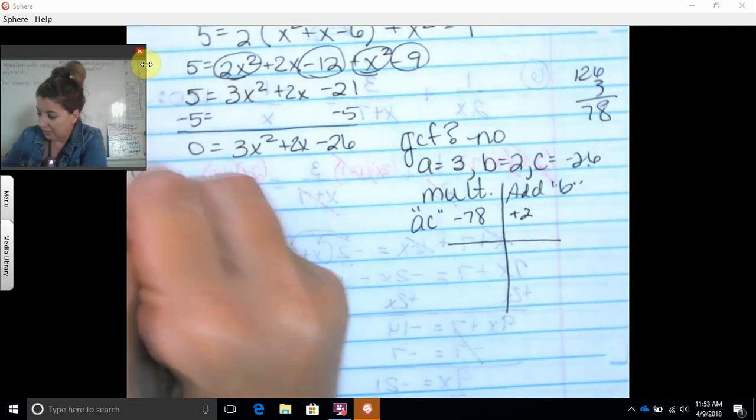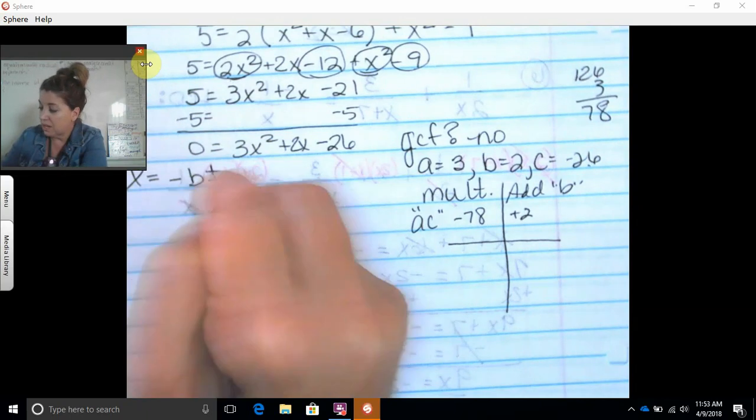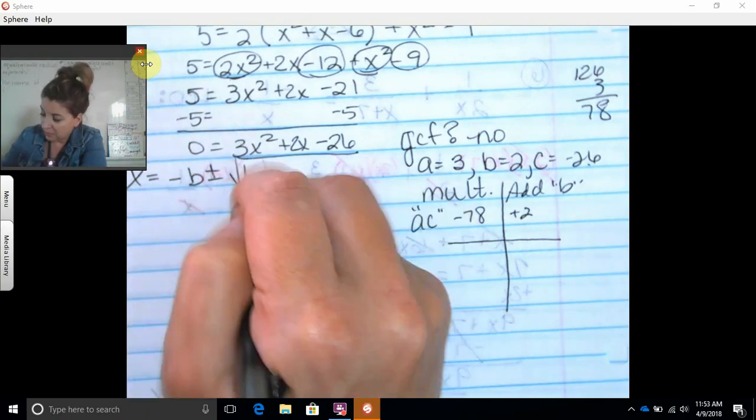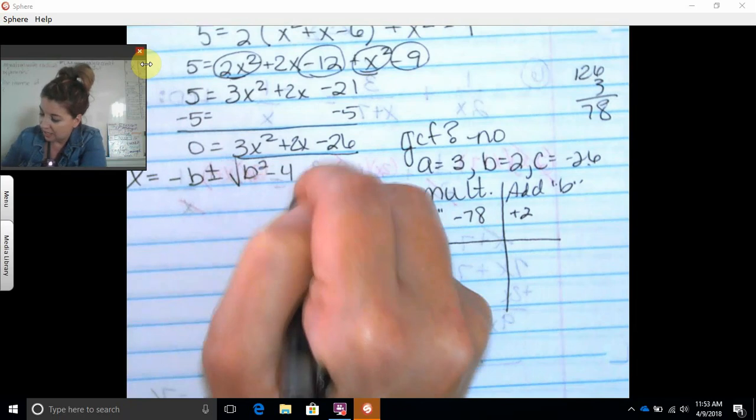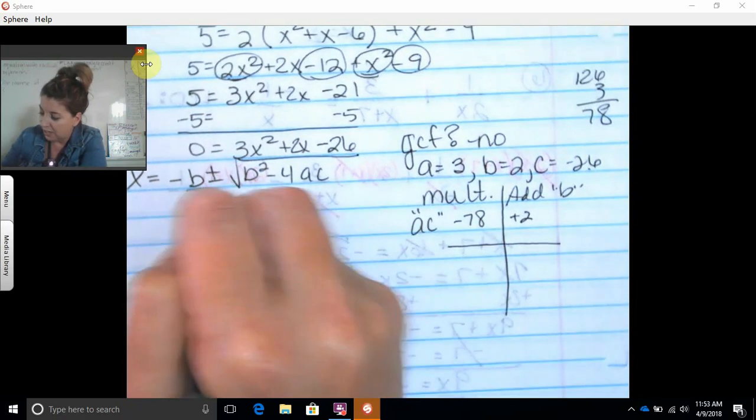X equals negative B plus or minus square root B squared minus 4AC all over 2A.